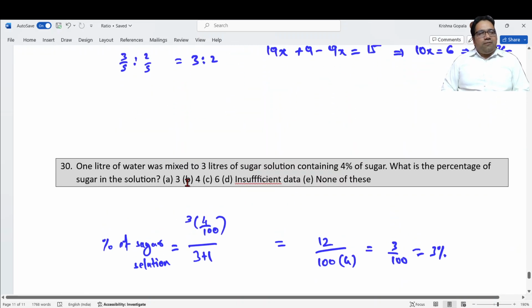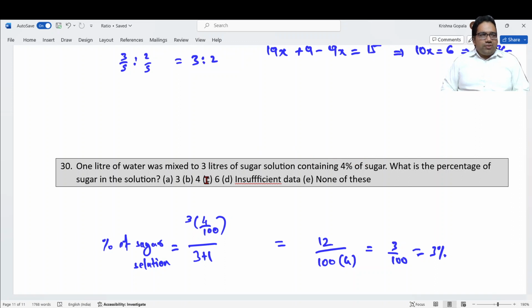Next, 1 liter of water was mixed with 3 liters of sugar solution containing 4% of sugar. What is the percent of sugar in the solution? So originally 4% of sugar, right? In 3 liters of sugar solution, right?